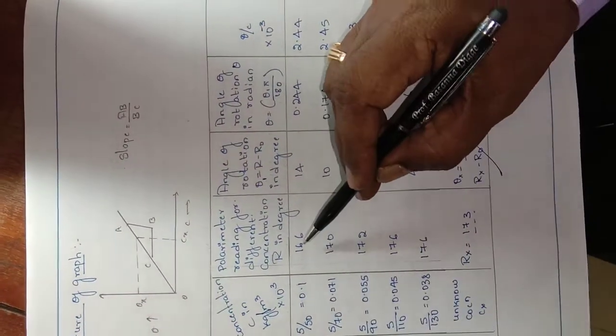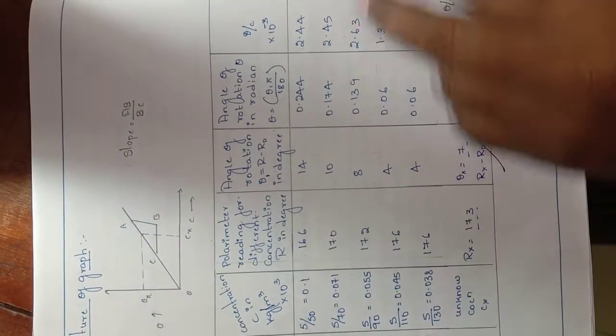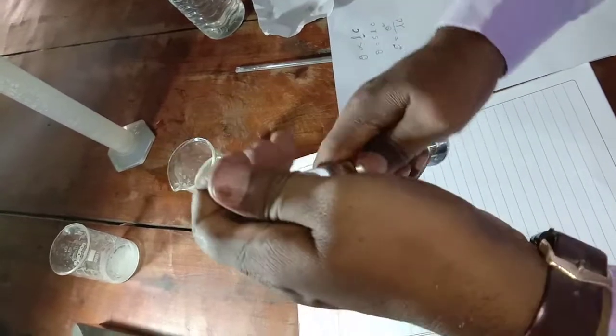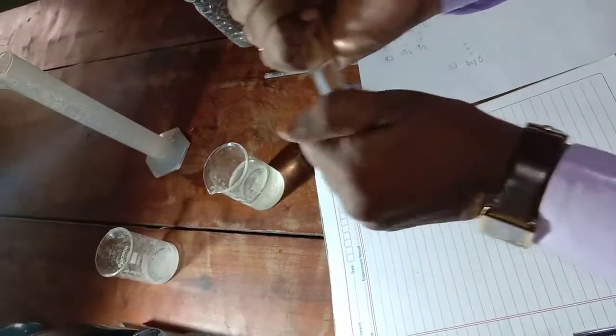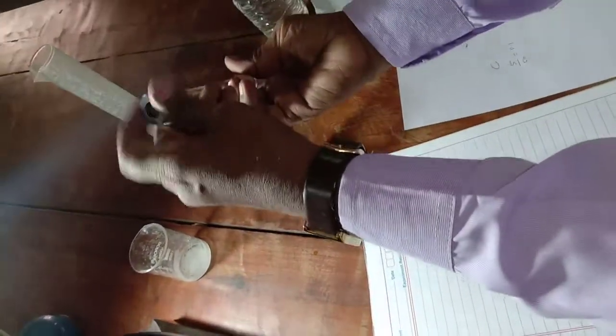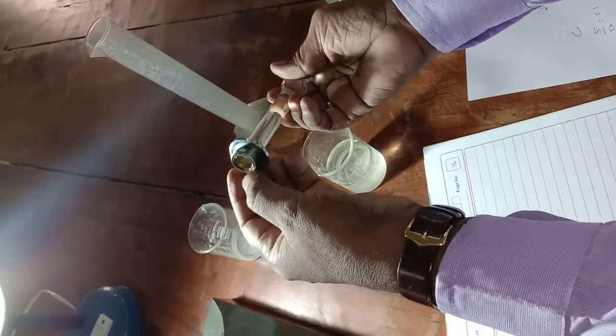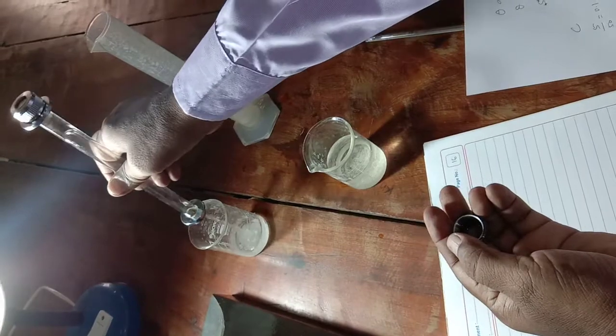Next is the concentrated solution. It means remove this distilled water, remove this one, and replace this water by a concentrated solution.